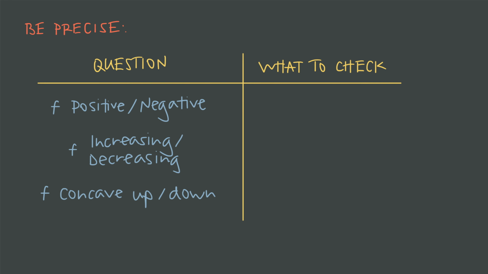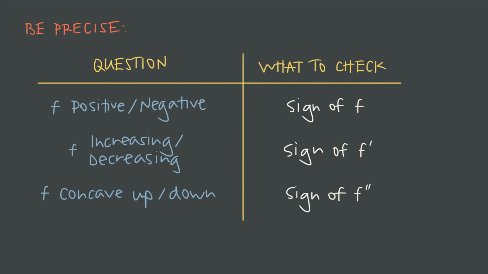If you're trying to figure out whether the original function f is positive or negative, you need to check the sign of f itself. Is it above or below the x-axis? If you're trying to determine whether f is increasing or decreasing, you need to check the sign of the derivative f prime, whether the derivative is above or below the x-axis. And if you're trying to check whether f, the original function, is concave up or concave down, you need to check the sign of the second derivative f double prime, whether the second derivative is above or below the x-axis.